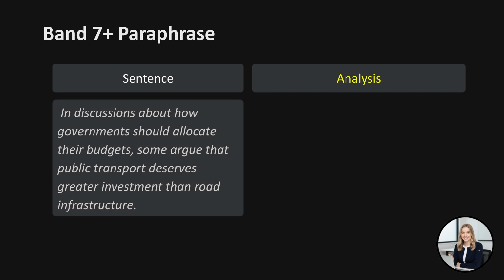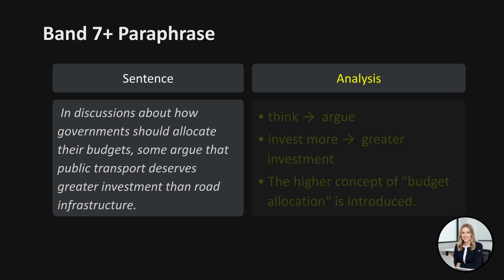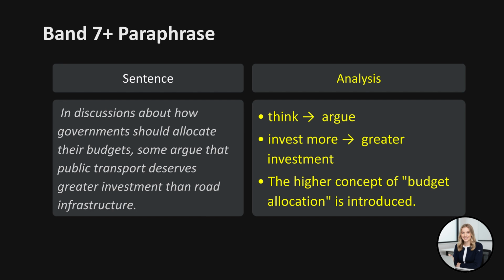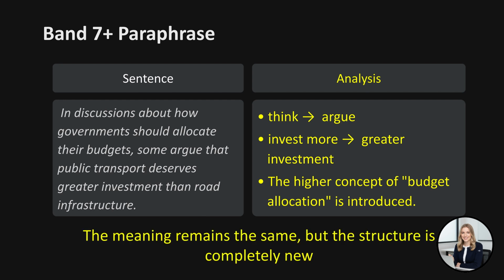In discussions about how governments should allocate their budgets, some argue that public transport deserves greater investment than road infrastructure. Notice how the wording has changed in the following ways. Think is replaced by argue. Invest more is replaced by greater investment. The higher concept of budget allocation is introduced. The meaning remains the same, but the structure is completely new. This demonstrates the necessary range for a high score.